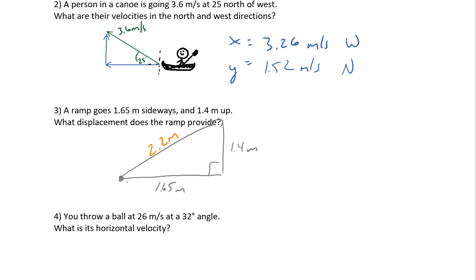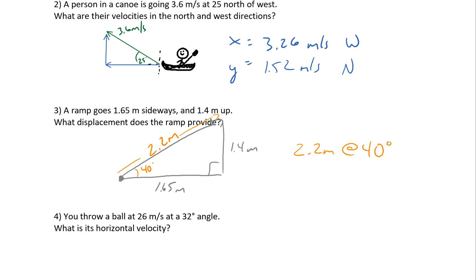We'd also want the angle from where we started from, which is right there. So we got the 1.4 and the 1.65 with tan theta would work really nicely. And we get an angle of around 40 degrees. So if you went from down here and traveled up this ramp, you would get a displacement of 2.2 meters at 40 degrees, just like that.